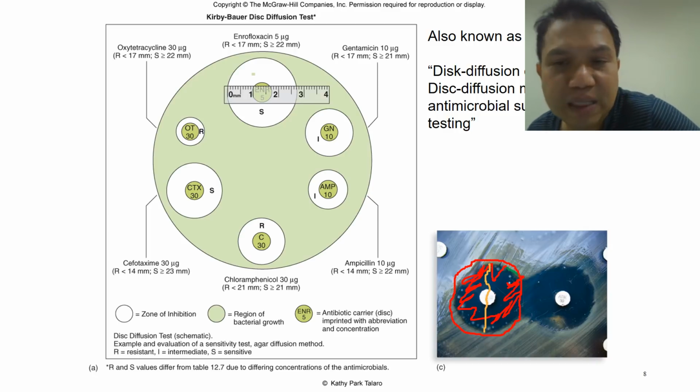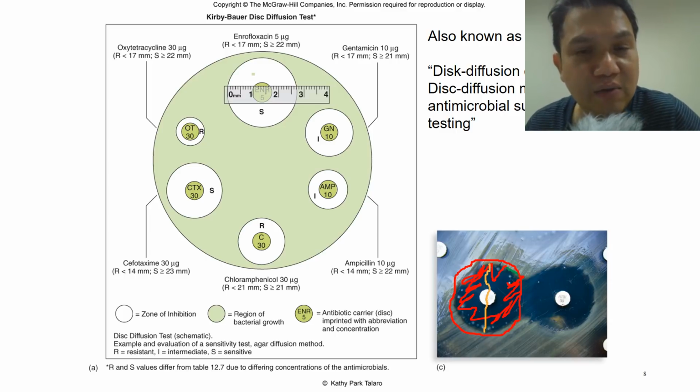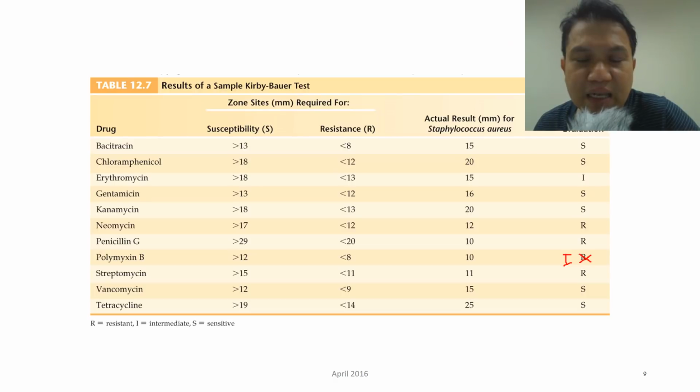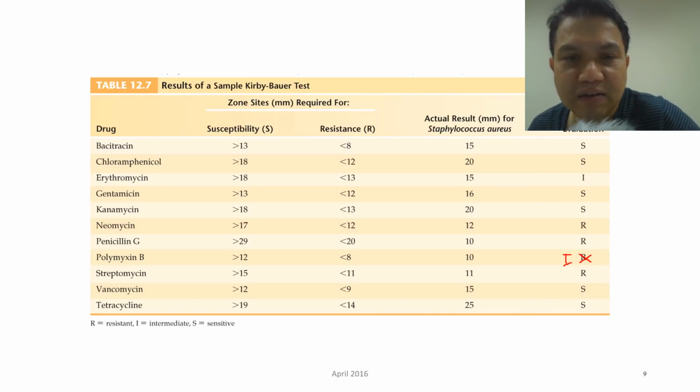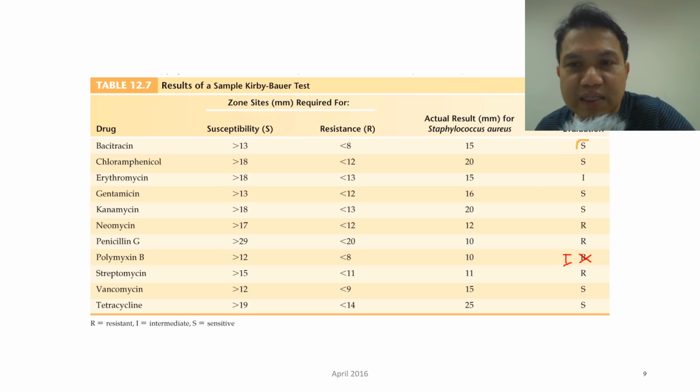So that diameter you measure, and then you subtract the diameter of the paper. That value that you get, you measure against a list. I'm going to show you in the next slide. If the measurement falls within the category of sensitive, then you rate that this pathogen is sensitive. The first one says the pathogen is sensitive to bacitracin.